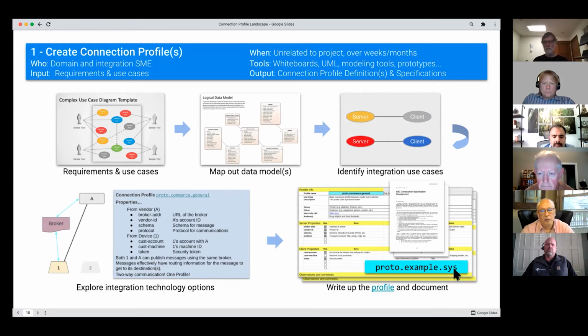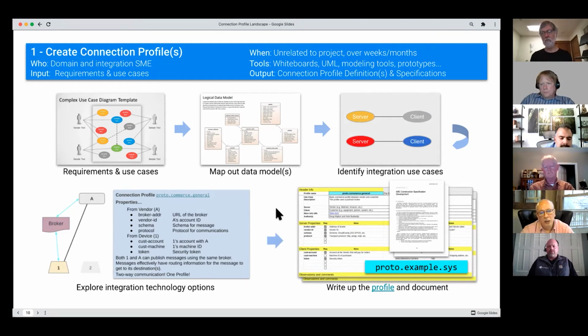The connection profile is to allow this type of server to talk to this type of client for a specific purpose. So the end result of this part of the process is a connection profile, which you should really think of as a specification of how these two connect.